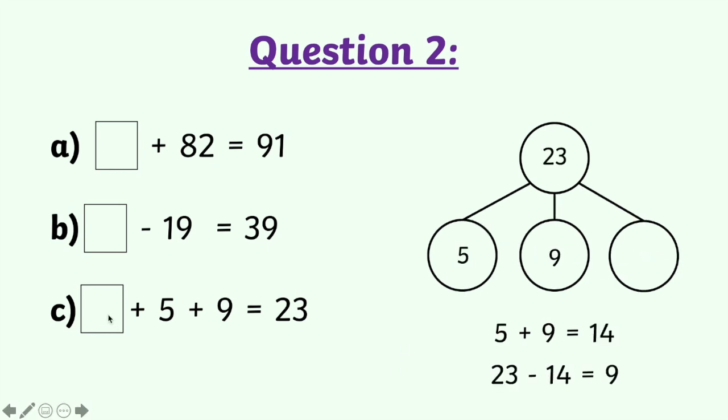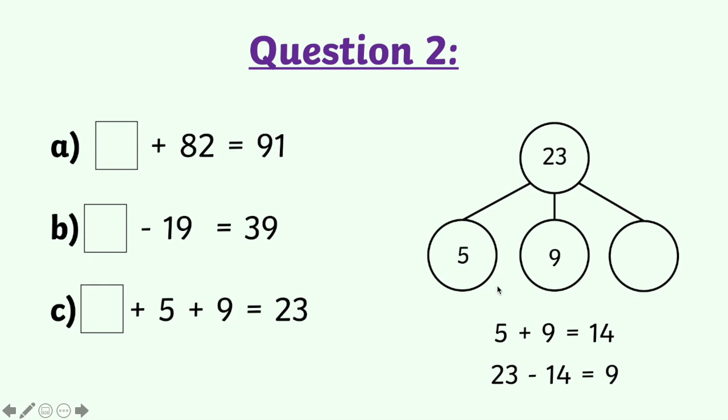So part C was something, add 5, add 9 equals 23. Now you can see when I draw this out in a part whole model what we're trying to do here. We've got 23 as our whole, 5 and 9 are two of our parts, and we've got one missing part. Now I decided I was going to do this as a subtraction. I thought if I start with 23, take away the 5 part and take away the 9 part, then I'll know what I've got left.